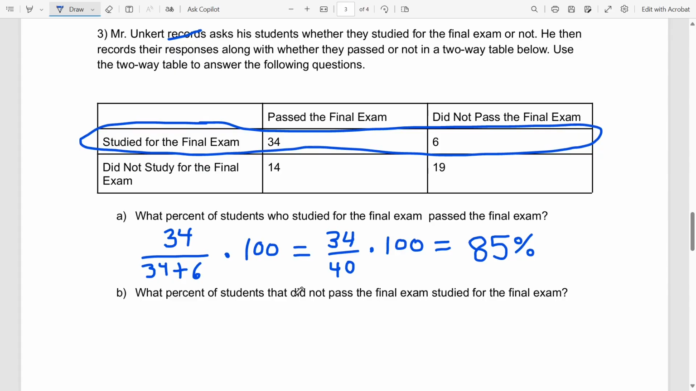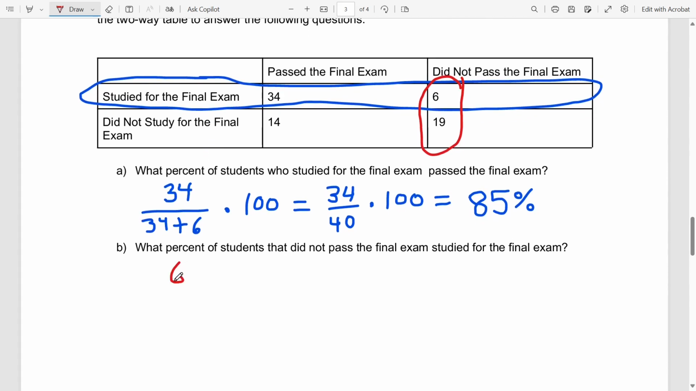All right, what percent of students that did not pass the final exam studied for the final exam? So this is a little different. So this time we're looking at this column here, because we're looking at the students that did not pass the final exam that studied for the final exam. So that's going to be 6 out of 19 plus 6. And we're going to multiply that amount by 100. So there's going to be 6 out of the 19 plus 6. We do have to multiply this by 100.